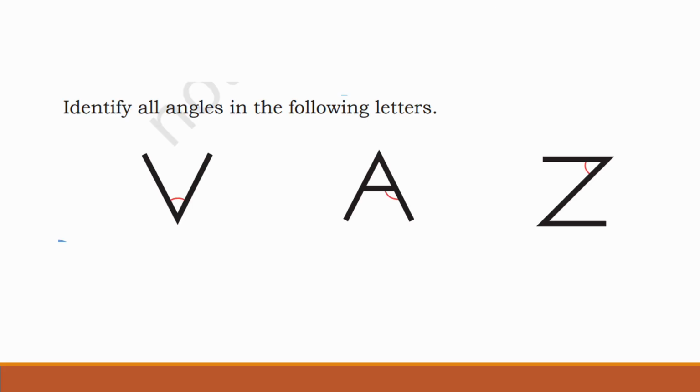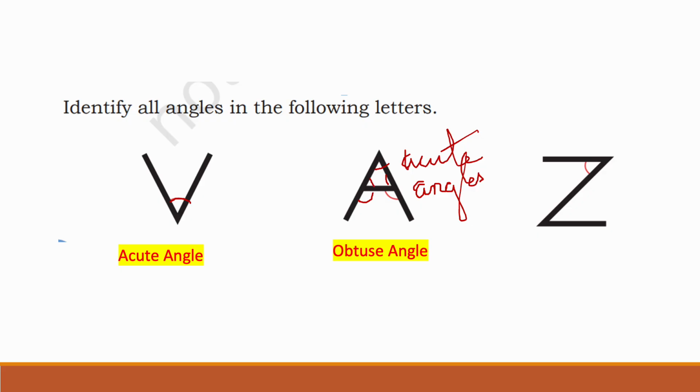Identify all angles in the following letters. See first one. See, here you can see an angle. This is an acute angle. Then in this figure you can see an angle here. See. Then this is an obtuse angle. Here also you can see an obtuse angle. Then see here, you can see another three angles. These angles are acute angles. Okay. The next letter, here you can see an acute angle. Here also you can see an acute angle.